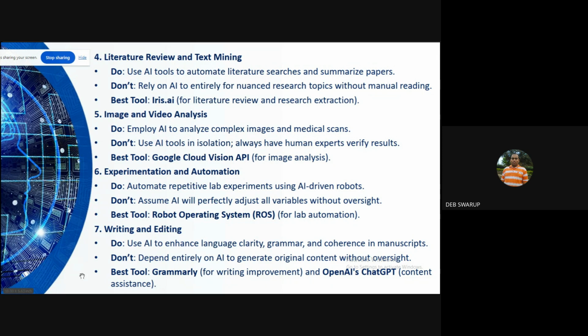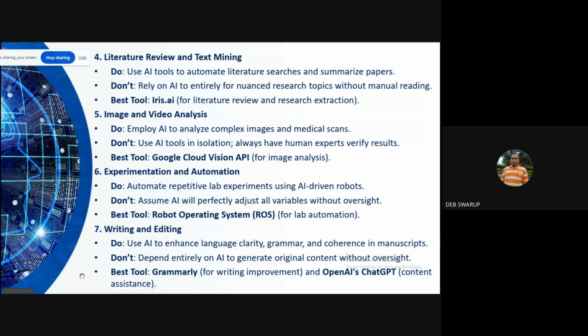So be aware of those things. Then automation systems, the ROS is there. ROS stands for Robot Operating System. For lab automation it is being used, and this is a very good software. You can also use it.